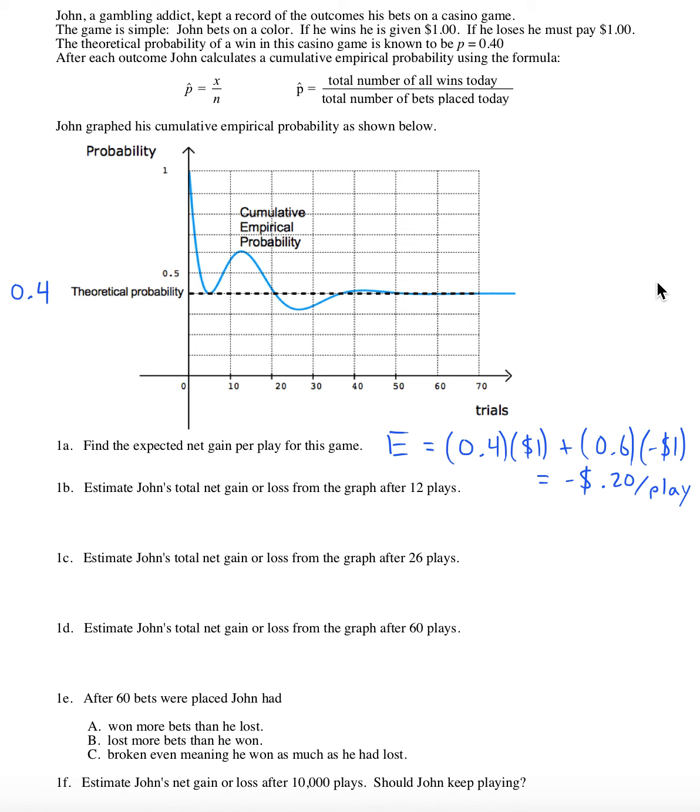Let's start off with analyzing how he did after 12 plays. So the number of plays is the horizontal axis here. You want to find 12 and then just trace it up until you get to the cumulative curve. And trace that over and see what empirical probability he had at that time. Looks like 0.6.